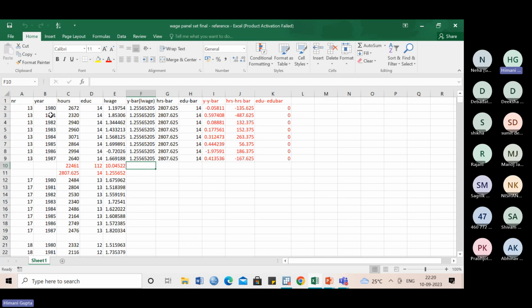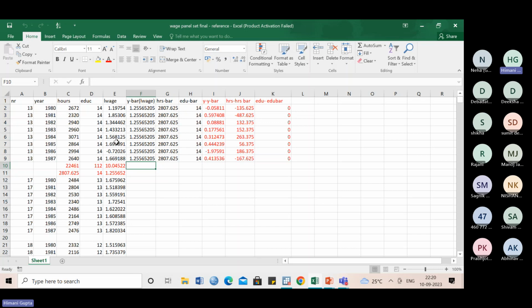These are the years we have taken, from 1980, 81 till 87, that means 8 years. And these are the number of hours worked. This is the education. Now you can see education is also time invariant. It is not changing with the number of years. 14 years of education means 12 plus 2 years, 13 years of education is 12 plus 1, and 12 years of education is 12. Time is changing, your education is not changing. This is your log wage.